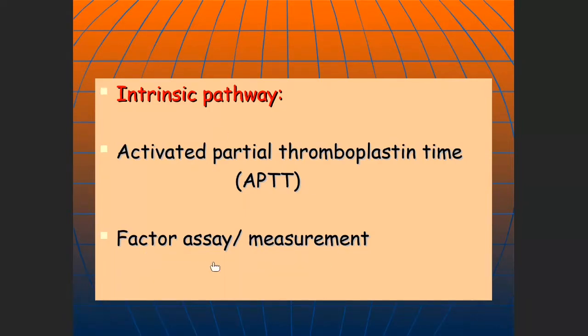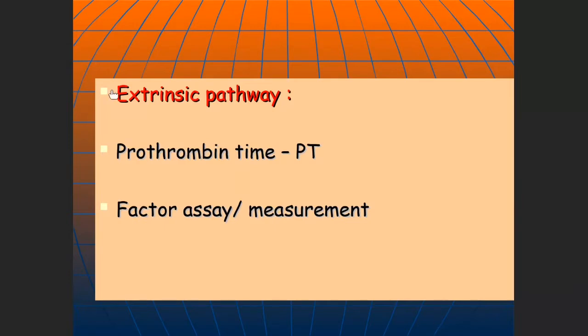Okay, so these are the two tests for the intrinsic pathway, the APTT, and then according to the situation we measure the factor under test. For the extrinsic pathway, which involves factor 7 and tissue factor, we do prothrombin time, PT, and we measure or assay the factor level.